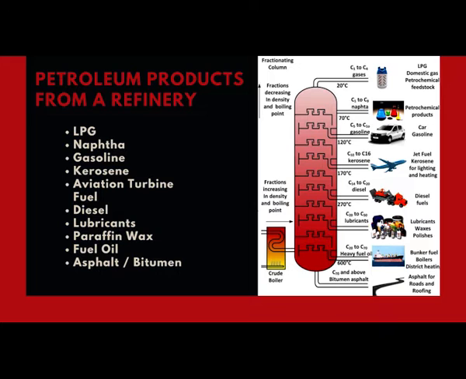As we all know, various petroleum products are produced from a refinery by distilling the crude oil. Some of the key products, starting from their boiling point range: the lightest are LPG, naphtha, and gasoline, and the middle distillates are kerosene, aviation turbine fuel and diesel. The heavy ends are lubricants, paraffin wax, fuel oil, asphalt and bitumen.